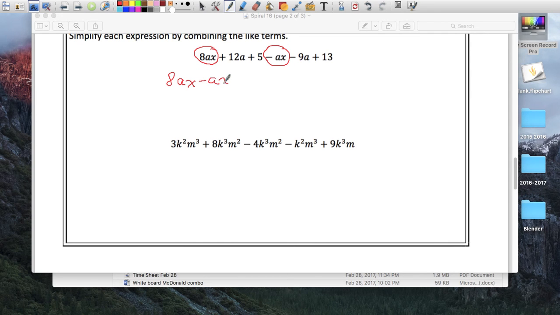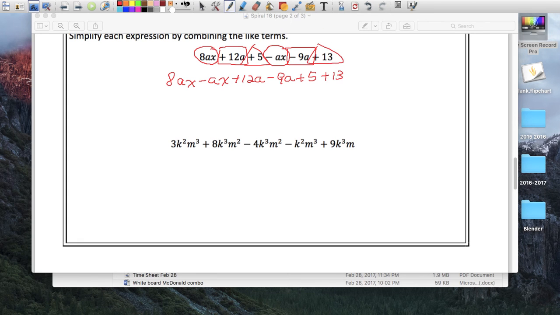And then now I'm going to put a rectangle around anything that has a variable of a. That's 1, and that's 2. So I'm moving those 2 together. So it's going to be plus 12a minus 9a. I'll put a triangle around the constants. 2 constants, 5 and 13: plus 5, remember, you're taking the sign that comes before it, and plus 13. My like terms are next to each other.